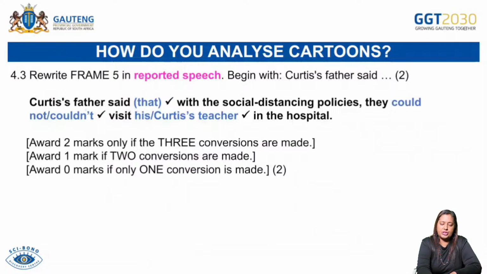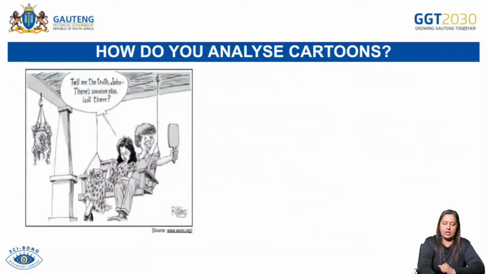The answer would have been changed like this. Curtis's father said that, 1 mark, with social distancing policies, they could not or couldn't visit his or Curtis's teacher in the hospital. So everything has been changed to the past tense, and therefore, all aspects sorted out, we will get 2 marks for this. All right. So there's a directive there given to the marker on how to mark.